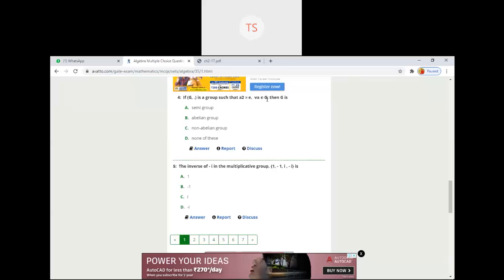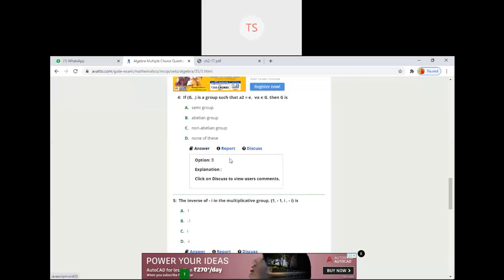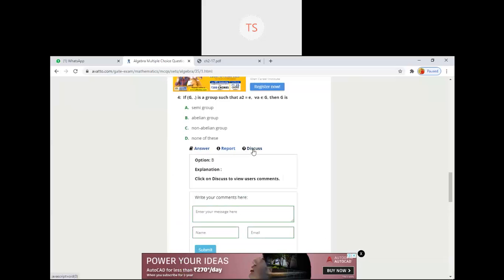What is the associative property? If you take three elements a, b and c, the product will be (ab)c = a(bc). Now, for that particular set G, will G satisfy the associative property? Yes, it will satisfy the associative property. Then go for the third property.